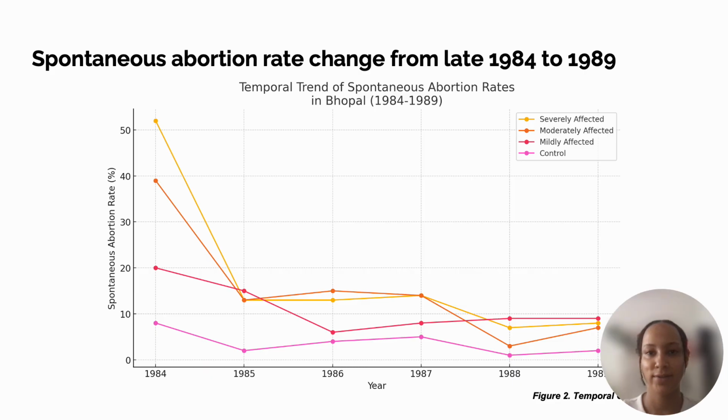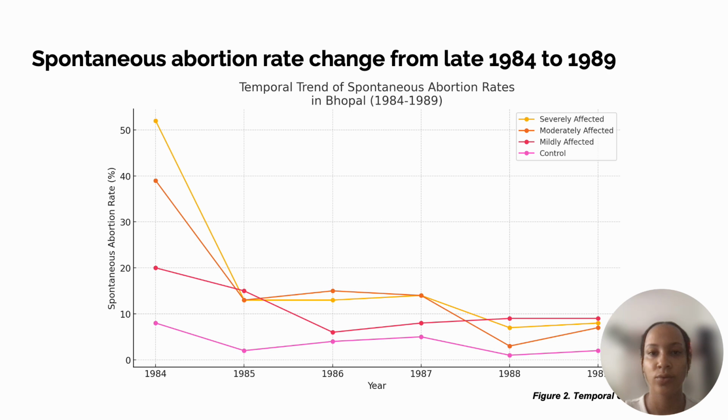On this slide, we have a temporal graph that beautifully captures the trend of spontaneous abortion rates from late 1984 through 1989 across 4 different exposure groups. As you can see, the severely affected areas experienced the highest rates immediately following the disaster, with the numbers gradually declining over time. However, even as the rates drop, they consistently remain higher than those observed in the control areas.